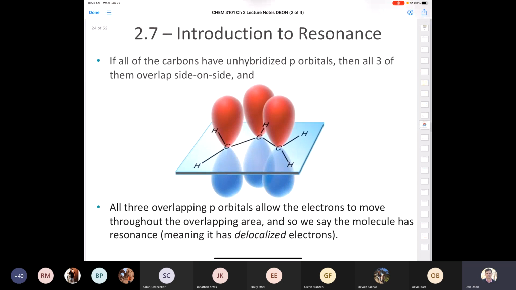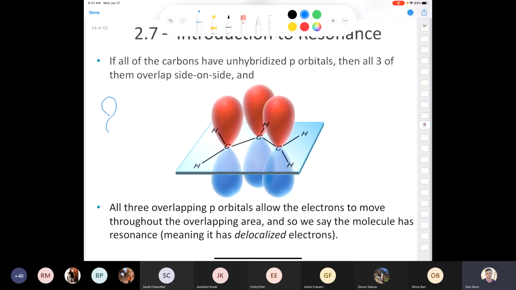If all of those carbon atoms have unhybridized p orbitals, now this is a much better drawing, then all 3 of them are going to overlap side by side. It says side on side, it should be side by side, but whatever. And they're going to look something like this. I told you in chapter 1 that when you have adjacent p orbitals, they actually overlap like this. They're actually touching.